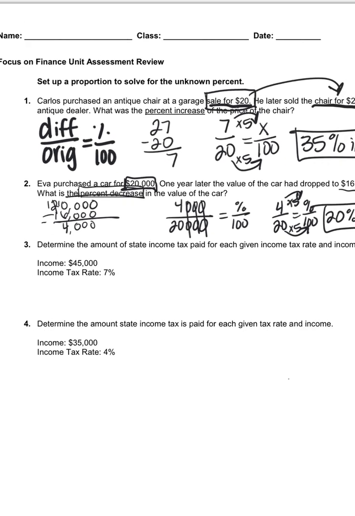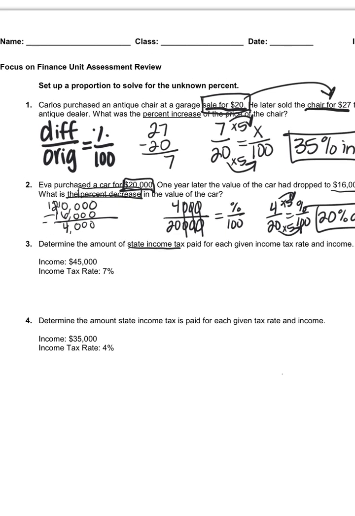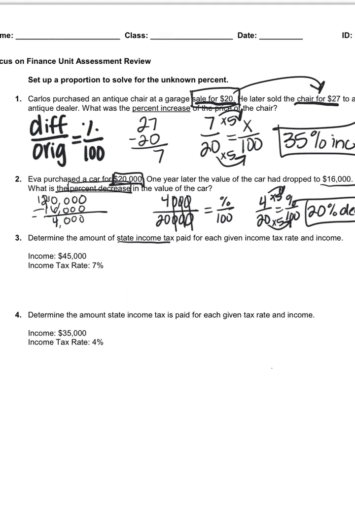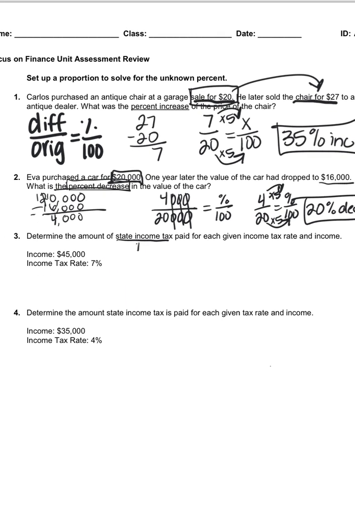All right, number 3, determine the amount of sales tax paid for each given income tax and income. So remember, we need to remember that sales tax is our part. And when we're looking at part, we can either use the equation or we can also use the proportion. I'm going to use the equation for this. So part is equal to percent times the whole. But in order to use this, I have to turn my 7% into a decimal. By doing that, I move it 2 times to the left and add a 0 in the front. So I'm going to have part is equal to 0.07 times my total, which is $45,000.